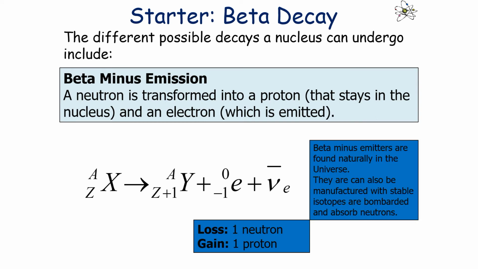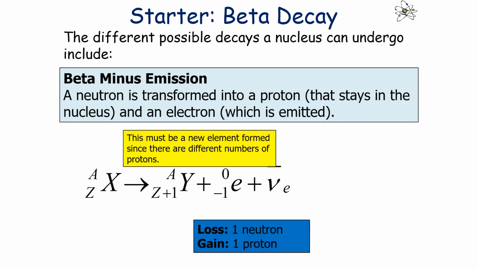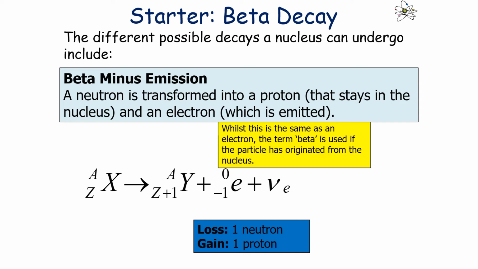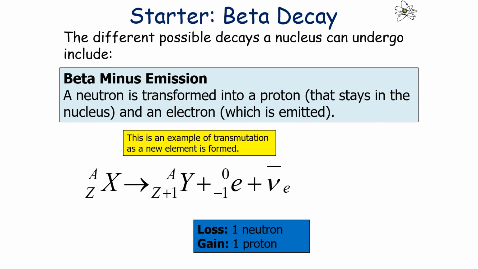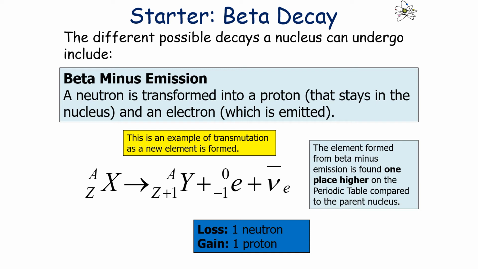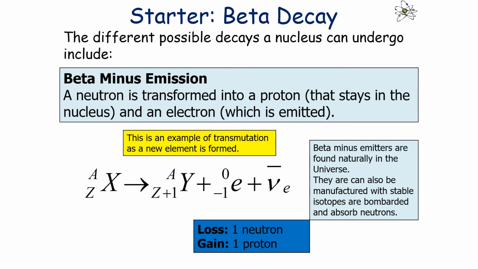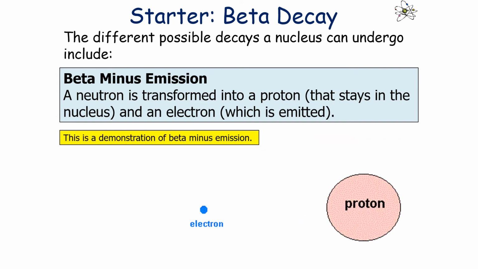Now beta minus emitters are found naturally in the universe but can also be manufactured by bombarding stable isotopes with neutrons. Now the new element produced in beta minus decay is found because we've gained 1 proton. Now whilst this beta minus particle is the same as an electron, we use the term beta when the electron originates from the nucleus. Now beta minus emission is an example of transmutation as a new element is formed, and this element is found one place higher in the periodic table compared to the parent nucleus. So that's a very important idea, and you can show it here in this particular demonstration.